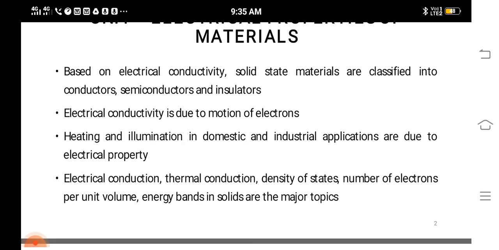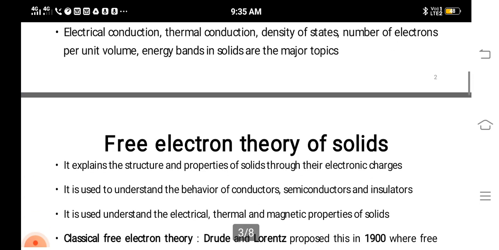Solid state materials are classified into conductors, semiconductors and insulators based on the electrical conductivity. Electrical conductivity is due to the motion of free electrons. Heating and illumination in domestic and industrial applications are due to the property of electrical energy.